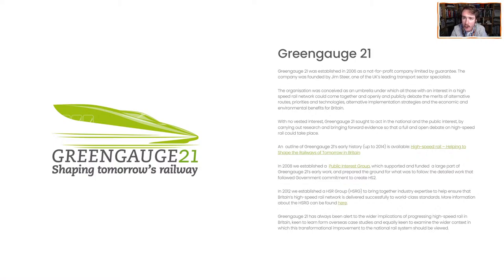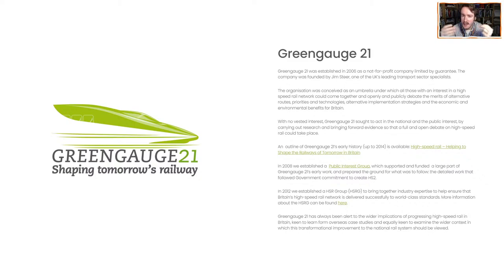firstly, Green Gauge 21. Green Gauge 21 is easy because it was established back... I've put the text on here. You don't have to look at it. I hate texty slides, but this is just here for anyone who wants to read the detail. Basically, they've existed since 2006, founded by Jim Steer of Steer Group. And it's basically a bit like what Permanent Rail Engineering was, slash slightly is, although it's fading away, which is that it was a not-for-profit intended to kind of corral people to do research that supported, in Green Gauge 21's case, high-speed rail. Permanent Rail Engineering is a bit broader than that.